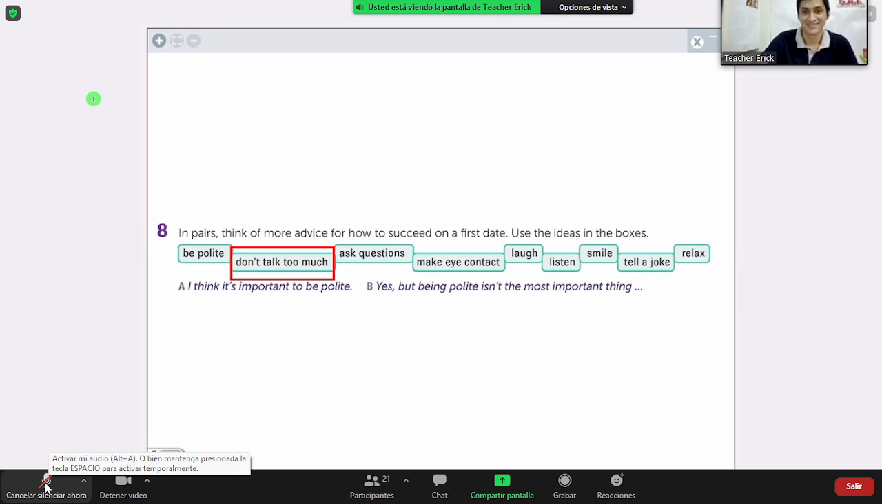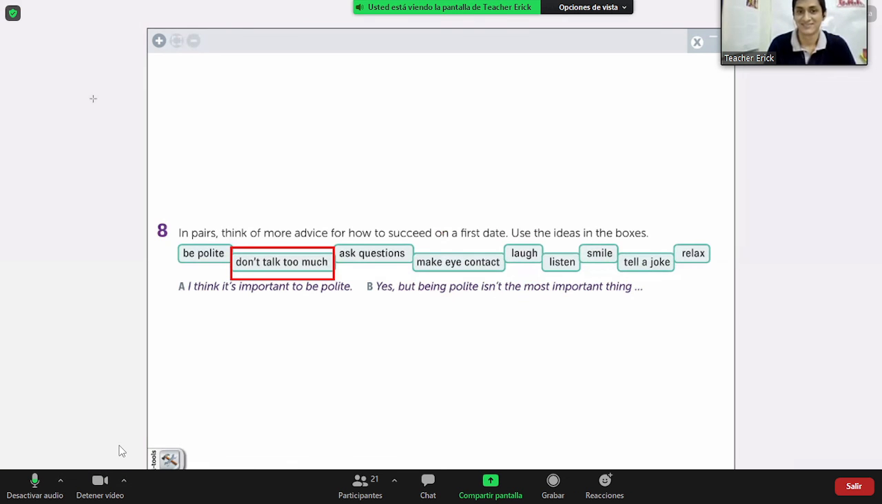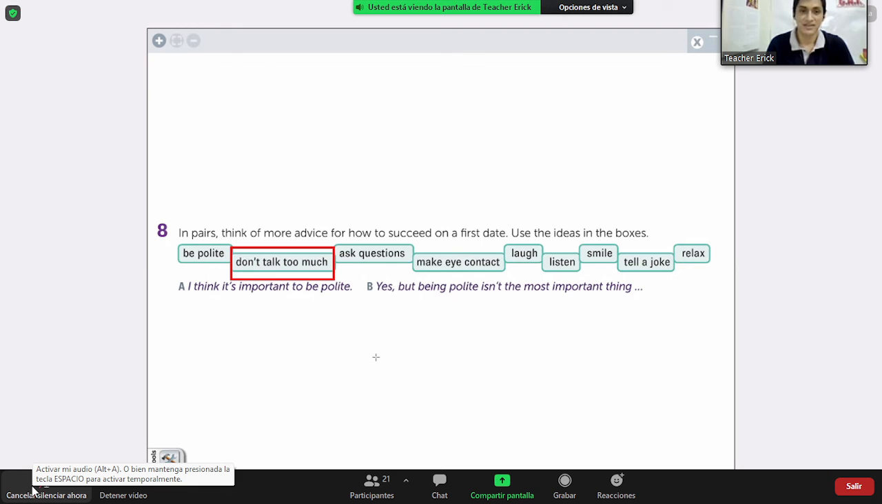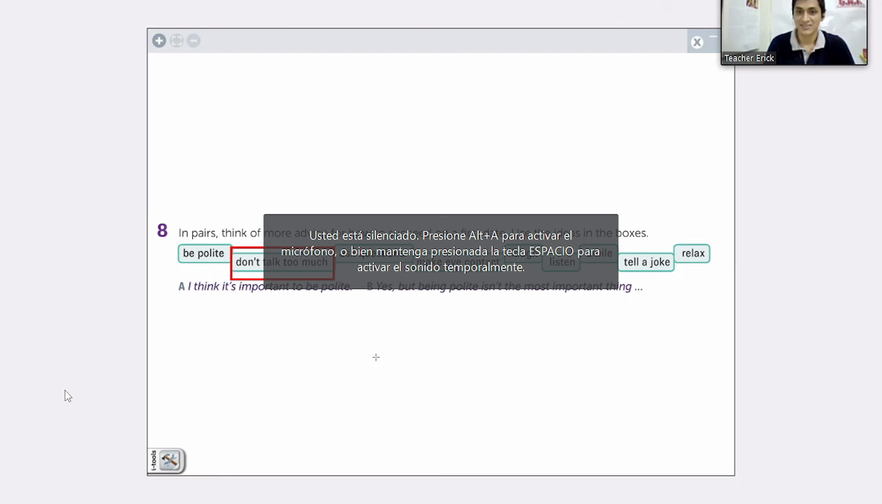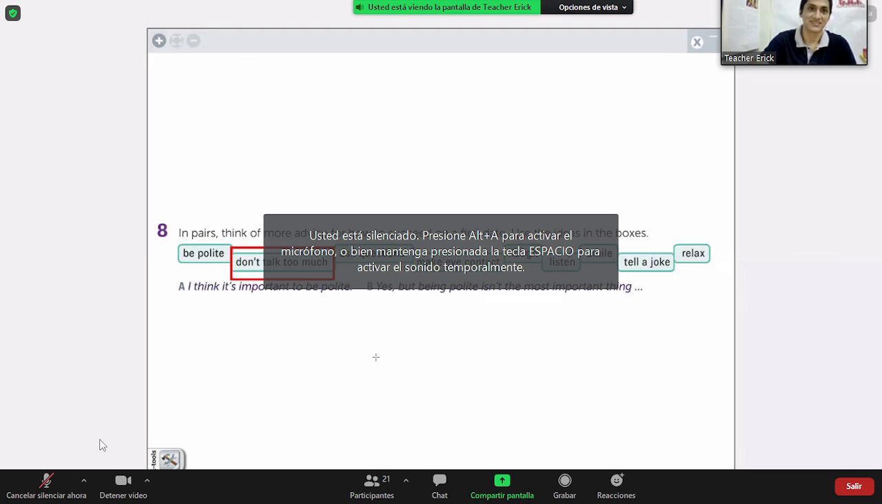Anyone? He doesn't talk too much. Only hear her. If you are a man, only hear her. Okay. Try not talking. Not talking too much. Okay. What about ask questions? Yes, Miguel. No, pues principalmente la segunda. Okay. But being polite. Okay. So ask questions. ¿Qué consejo darían con ask questions?